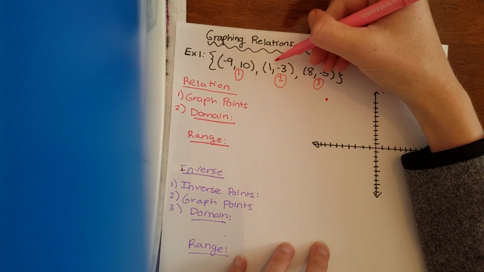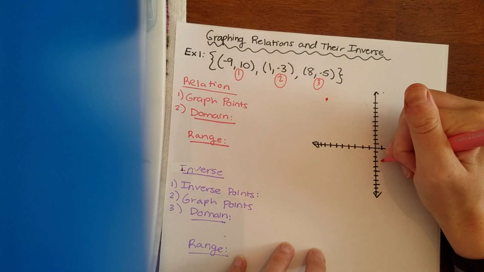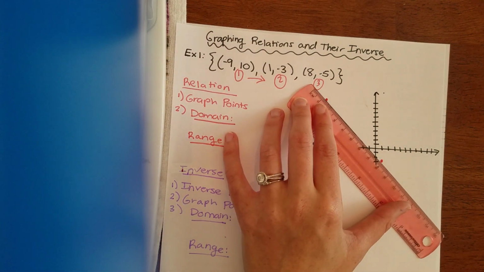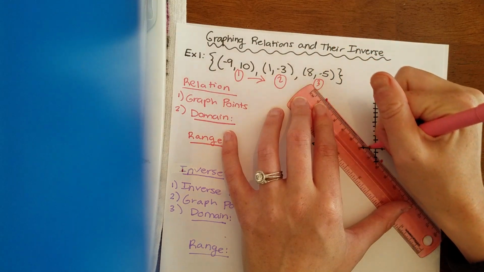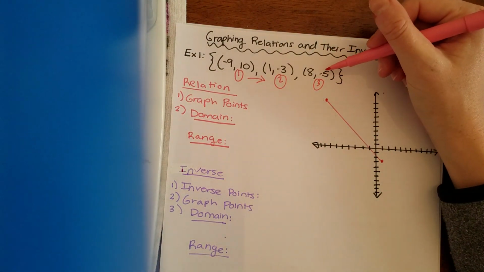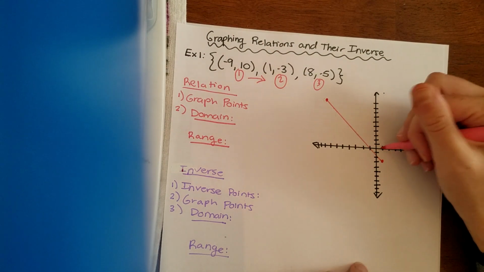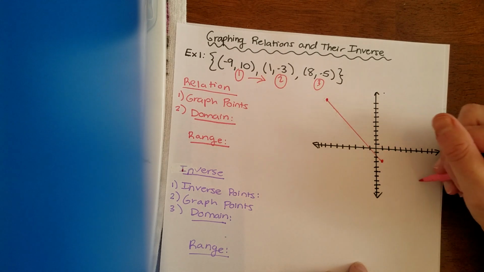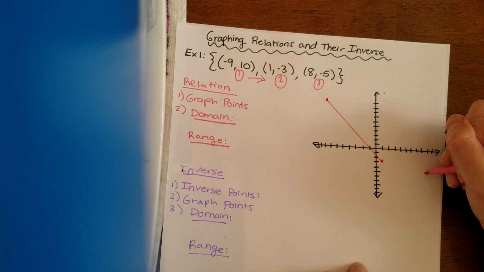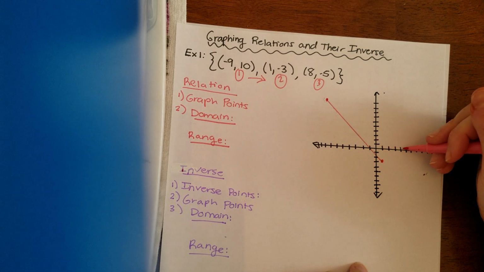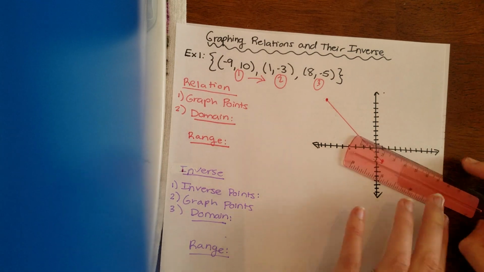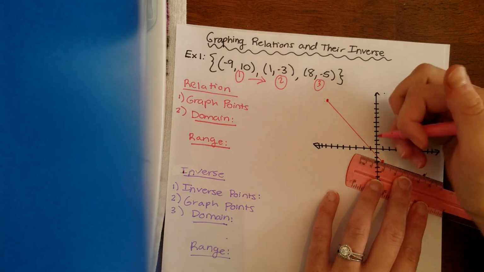Alright, my next point is going to be at 1, negative 3. And I'm going to connect them as I go. So I went from 1 to 2. And then I'm going to graph point 3, which is at 8, negative 5. So 1, 2, 3, 4, 5, 6, 7, 8, and then down 5. So about right there. Alright, and I'm going to connect from point 2 to point 3. So it's kind of going to look like a crooked line.